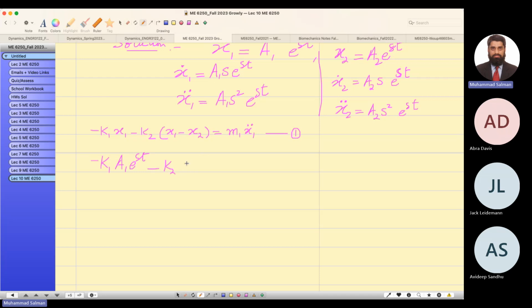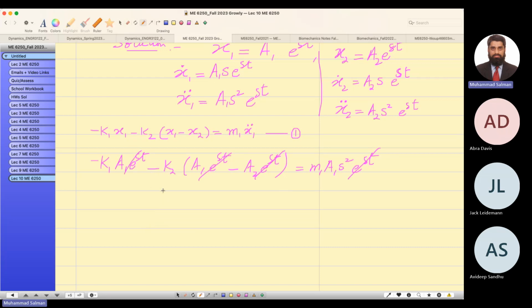K2, and here I can write down a1 e to the st minus a2 e to the st. Can I write down like this? M1 a1 s square e to the st. Yes, this is the same. I have applied the general solution with this second order time derivative. Agreed? You see, e to the st is common in each term. It is common. All right.